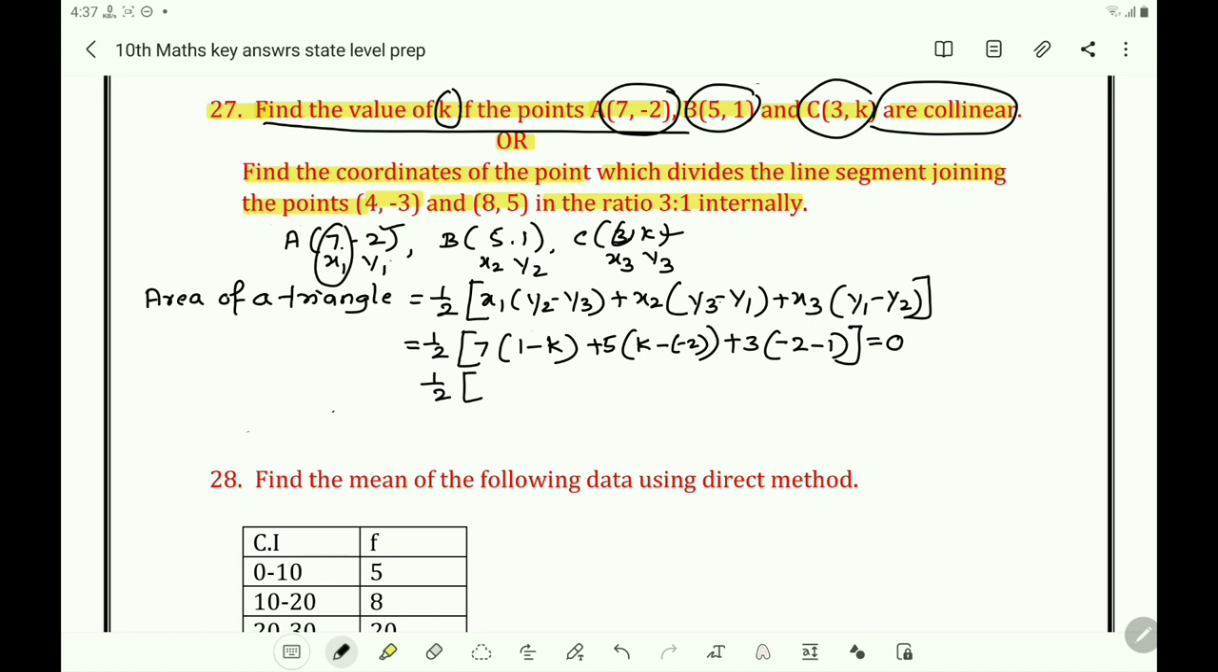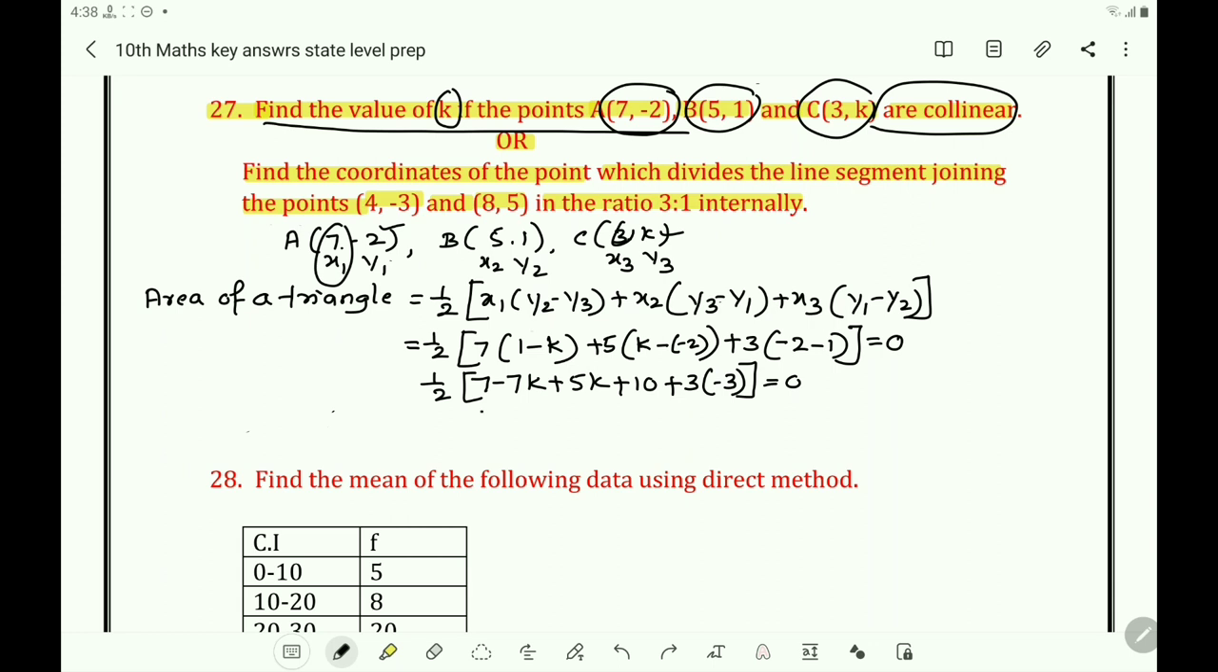2, 1 by 2 into the multiplier, because 1 and k are unlike terms, so we multiply it. 7 into 1 is 7, minus 7 into k is minus 7k, 5 into k is 5k, and 5 into minus of minus 2, minus of minus 2 is plus 2, so 5 into 2 is 10, plus write 3 into the sum of minus 2 and minus 1 is minus 3. They have the same sign, so add them and put the same sign. Then you can leave this half, because RHS is 0.